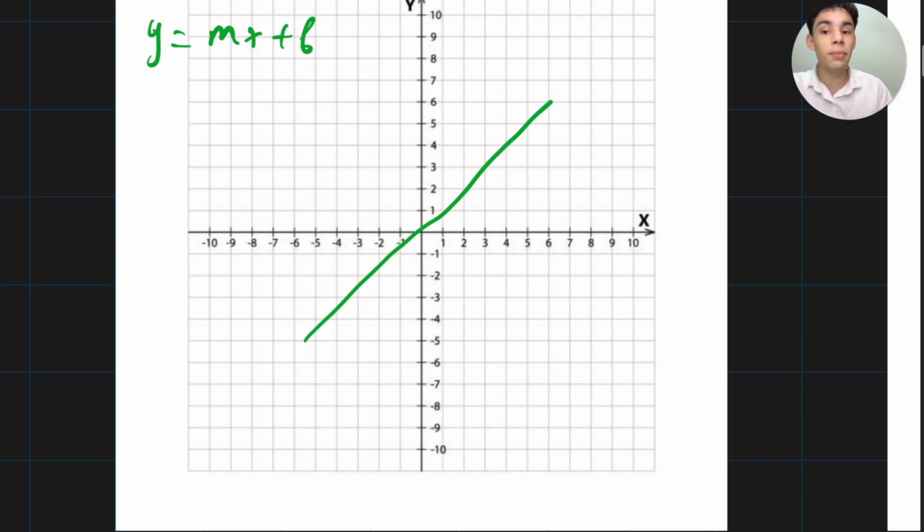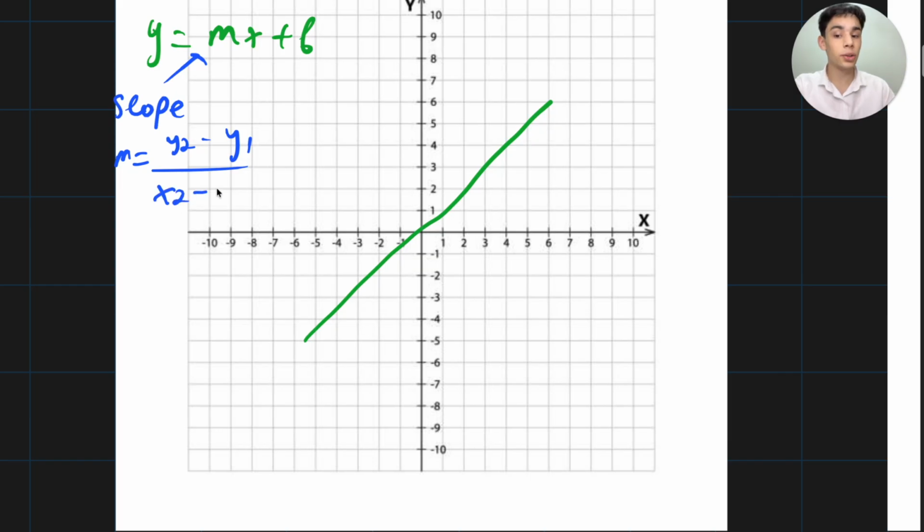Great. So m, we call it slope. It has its own formula, m = (y2 - y1) / (x2 - x1). You might be wondering what is y2, x2, and so on. All we need to do is find two coordinates. Let's take, for example, this coordinate, and let's take this coordinate. In this case, it will be (3, 3), and this will be (5, 5). Great.